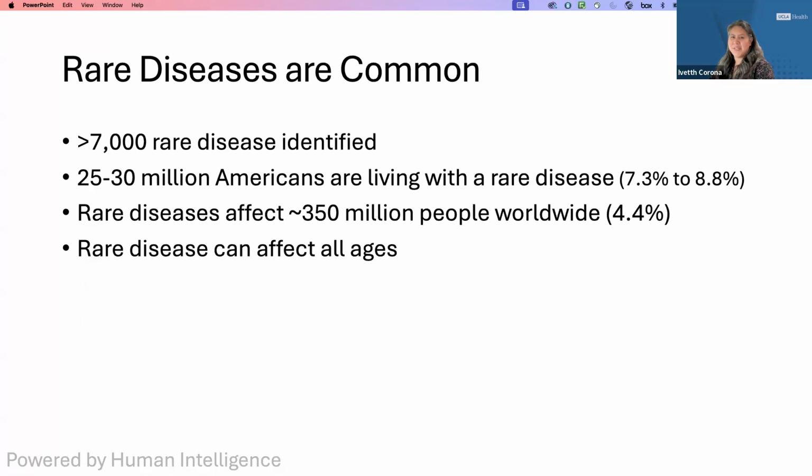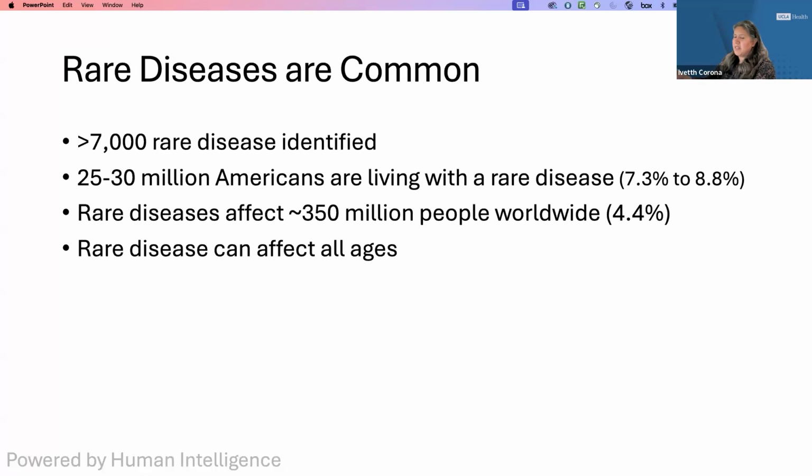I like to say that rare diseases are common, and that stresses the idea that we should have people that put effort and resources into the study of rare diseases. We have more than 7,000 rare diseases identified. There are 25 to 30 million Americans living with a rare disease. That is around 8% of people in the US. But in the world, there's around 350 million people, and that is around 4.4%.